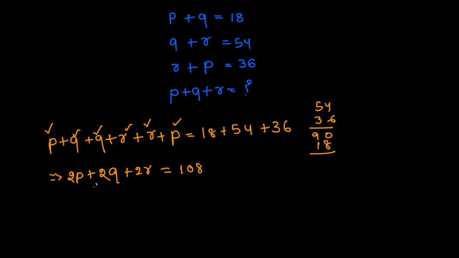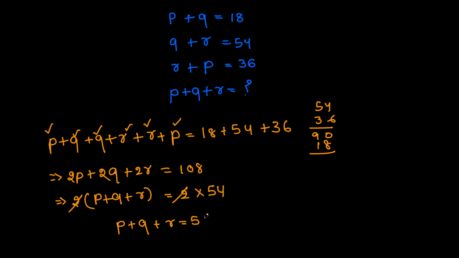Now take 2 as a common factor from 2P, 2Q, 2R. 2 times P plus Q plus R, and this 108 can be written as 2 times 54. Okay, now these 2 and these 2 get cancelled out, leaving P plus Q plus R equal to 54. So the final answer is 54.